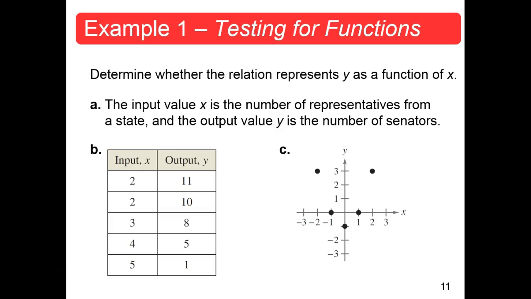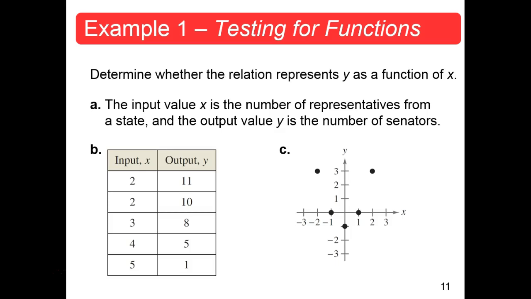Now here's a graph, okay? Oh, let me back up a moment here. What is your domain of this function? B. Not function, relation. What is the domain of B? 2, 3, 4, 5. What's the range? Yeah, 1, 5, 8, 10, 11. Okay? You can say them any way you want to.